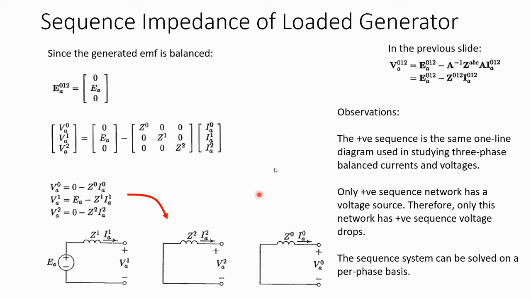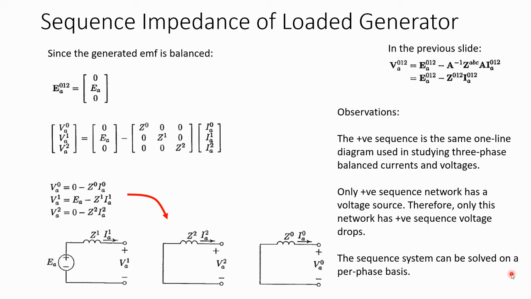And what are the observations that we can make from here? There are 3 observations. The first is that the positive sequence is the same one-line diagram used in studying the 3-phase balanced currents and voltages. Notice over here, this is something that we are all familiar with, and this is something that we normally apply in our balanced system. And the positive sequence network has a voltage source, therefore only this network has a positive sequence voltage drop. So this is quite obvious, because only this one has a voltage source, therefore you only have voltage drop over here.